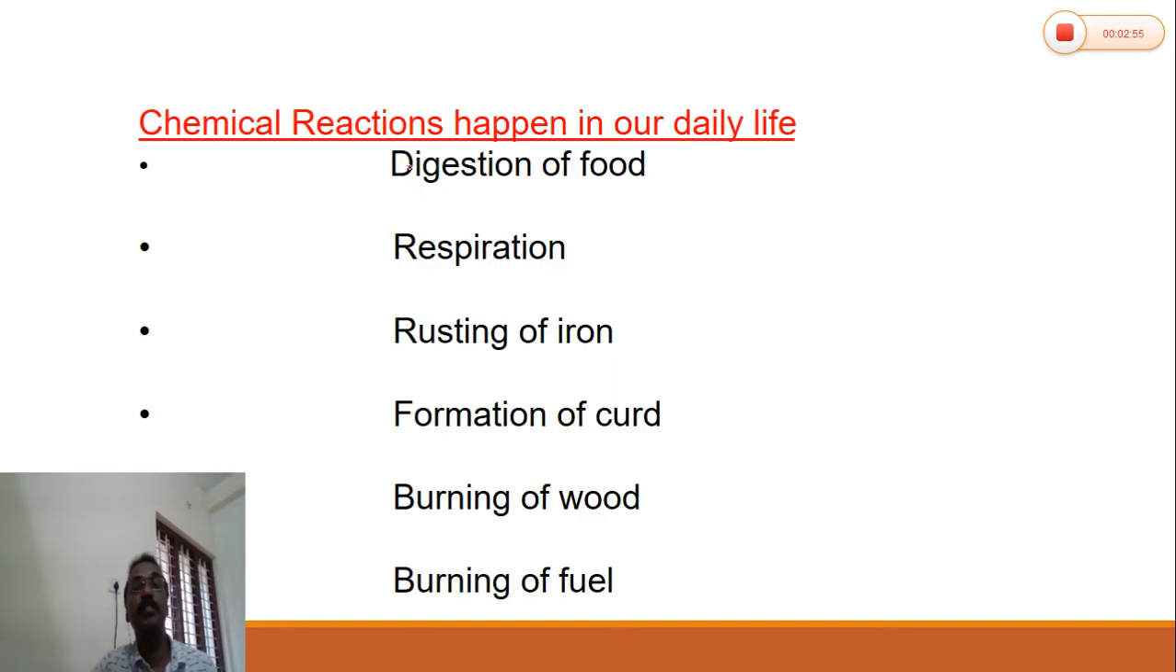Now these are the reactions that happen in our daily life: digestion of food, respiration, rusting of iron, formation of curd, burning of food, burning of fuel. These are some of the chemical reactions taking place in our daily life.